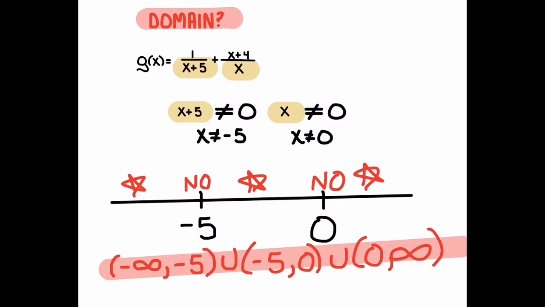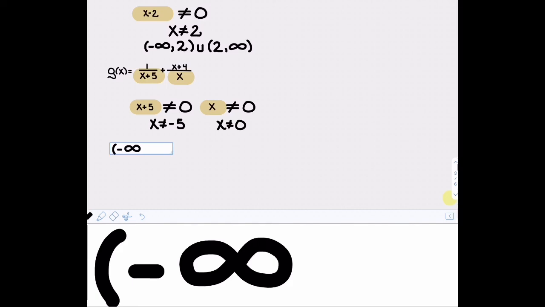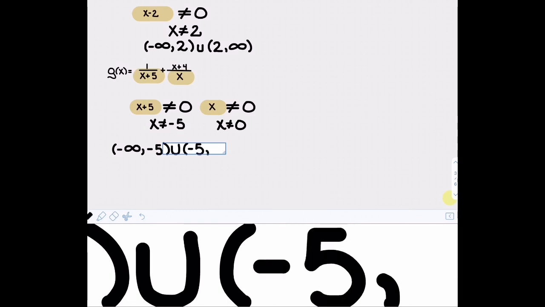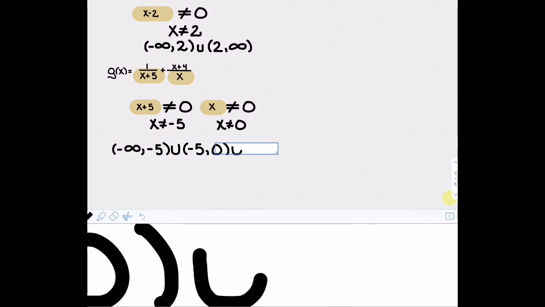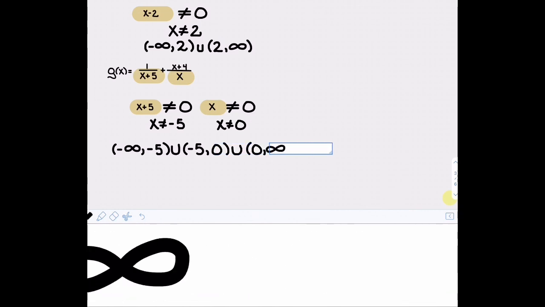So these are all the numbers we're allowed to substitute into the equation g of x. And when we substitute any number on these intervals into g of x, we will not be dividing by 0.